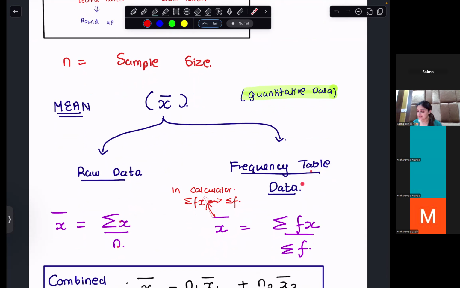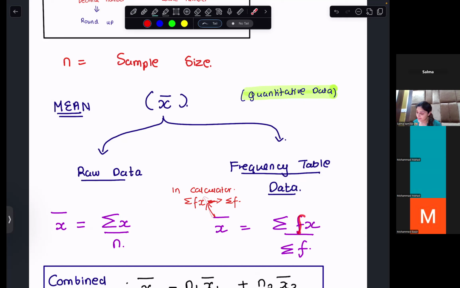When it is a frequency distribution table, the mean is for which data? We are calculating our measures of central tendency for grouped data. Okay, we are calculating the mean. It is denoted by sigma fx. What is the f? Frequency. What do you mean by frequency?